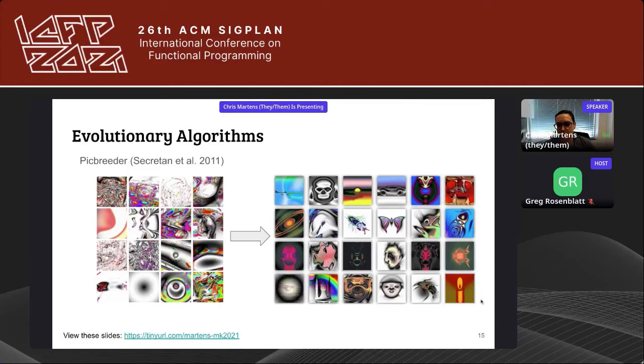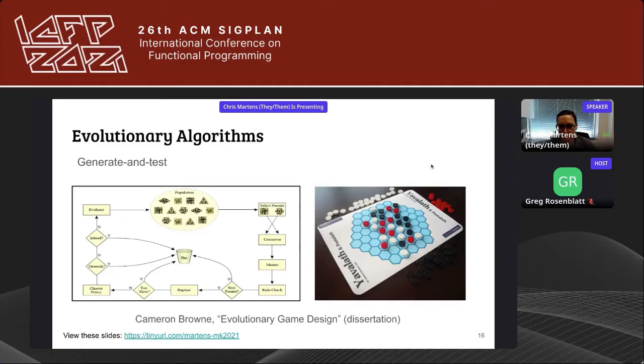In the games world, there's a really cool project from Cameron Browne. Also interesting to PL people, I think, because he defines a domain-specific description language called Ludi for describing board games, two-player competitive board games. And he uses an evolutionary algorithm to generate sets of rules for new, interesting board games that are going to be fun to play according to various metrics that he defined computationally.